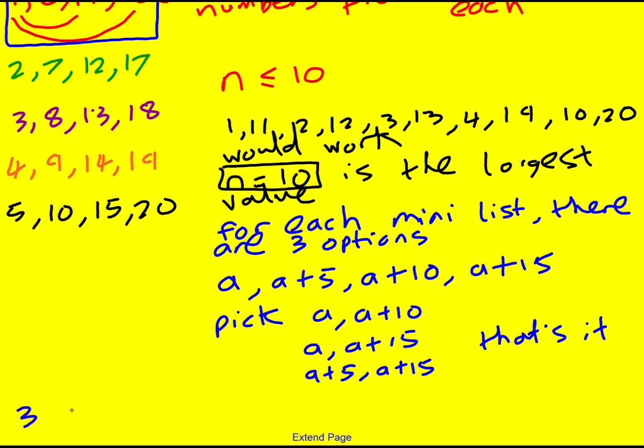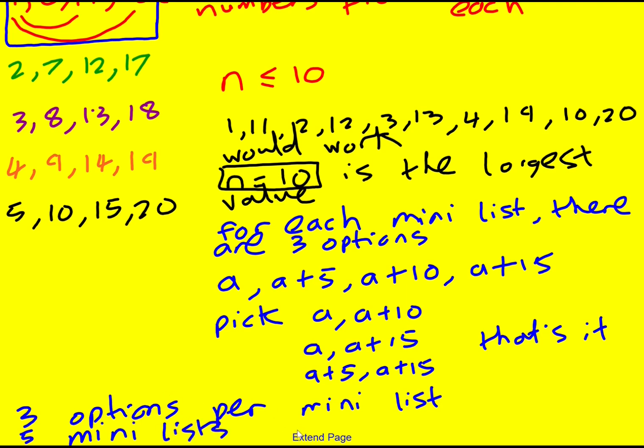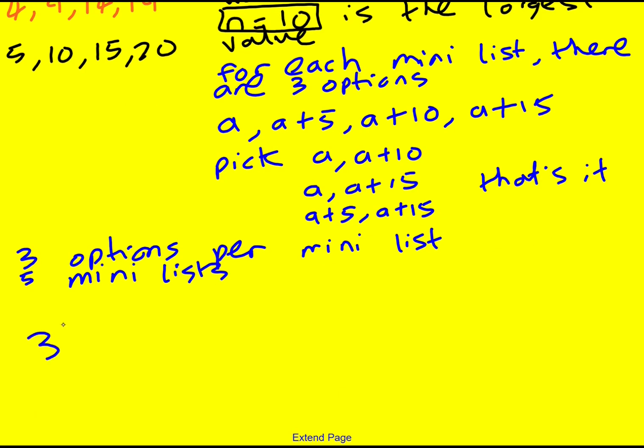So 3 options per mini list, and there are 5 mini lists, then this is where the product rule of counting comes in. We're simply going to do 3 to the power of 5. Because say you had your first mini list and you picked it, then there's going to be 3 ways to pick the second mini list. But then for each one of those, there's going to be 3 ways to pick the third mini list and so on.